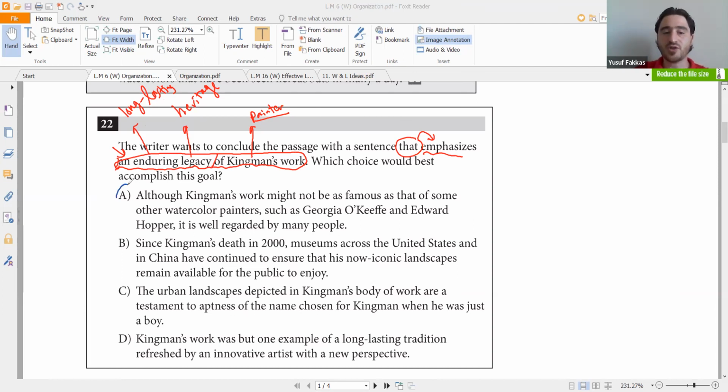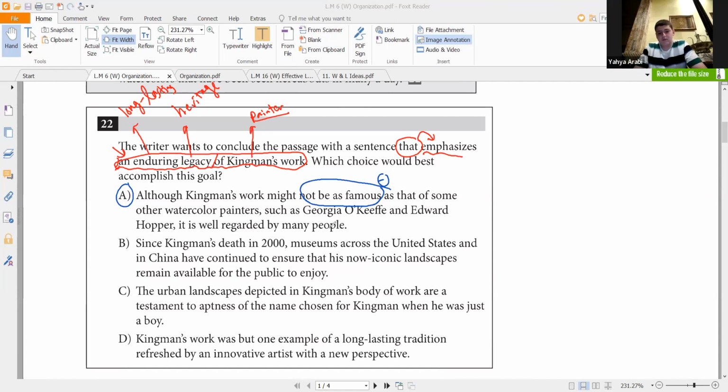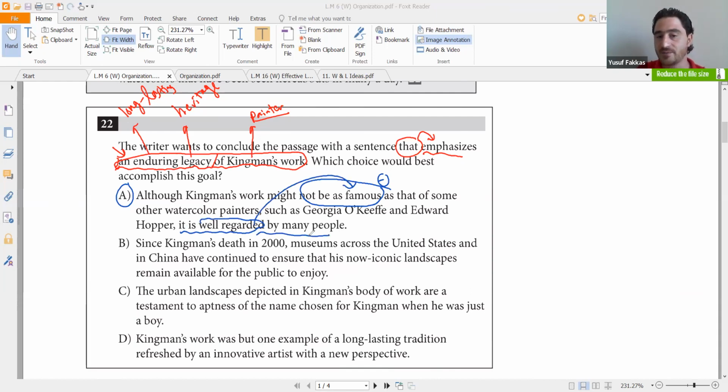If we read the first option, A, although Kingman's work might not be as famous as, look, first of all, this is a negative point because they are telling us that his work is not as famous as that of other watercolor painters, such as Georgia and Edward. It is well regarded by many people. So yes, this sentence is telling us that his work is well regarded by many people, but it's not that famous. And of course, that doesn't give the importance or the value of his work, right? It doesn't work here. So A is wrong.